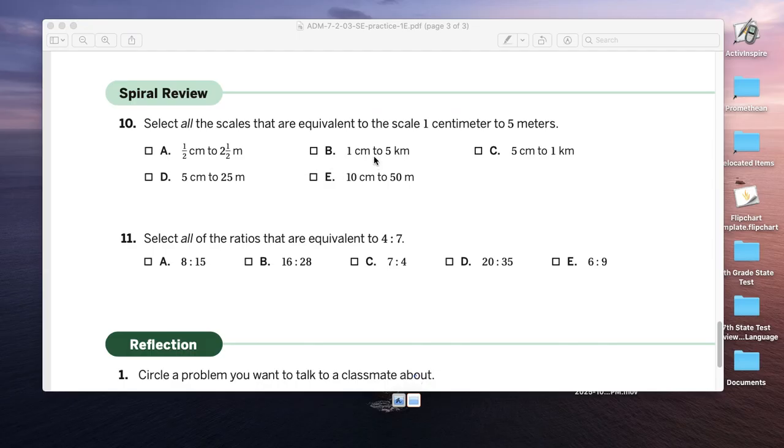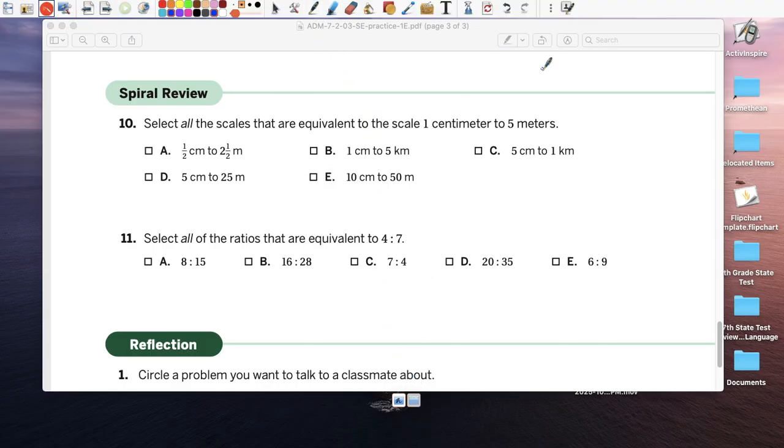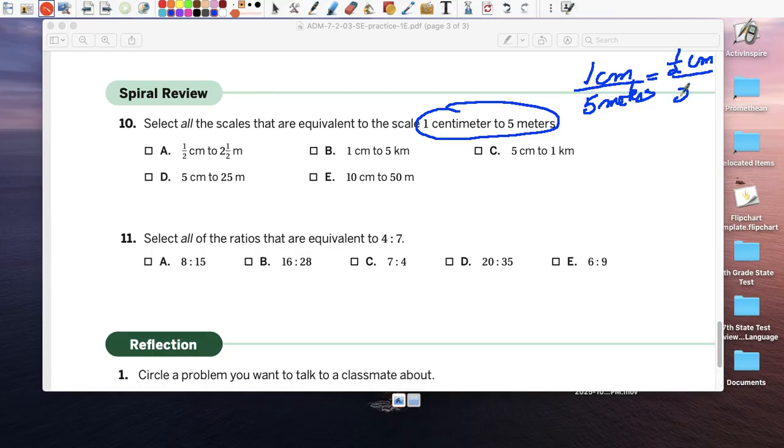Select all the scales that are equivalent to the scale 1 centimeter to 5 meters. So what we can do here is put this guy here, like this. 1 centimeter to 5 meters. Then let's do the first one. Half a centimeter and 2.5 meters. Well, let's see if they're the same.